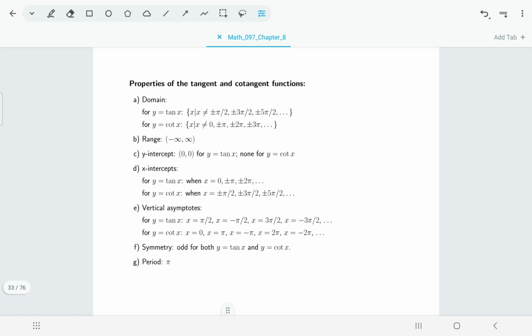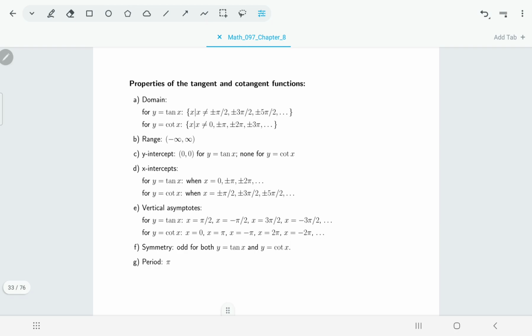And then for all of our properties, for tangent and cotangent we've got x-intercepts. They definitely have them. Tangent has the same x-intercepts as sine. Cotangent has the same x-intercepts as cosine. And then for the asymptotes, whenever cosine has an x-intercept, tangent has a vertical asymptote. Whenever sine has an x-intercept, cotangent has a vertical asymptote.